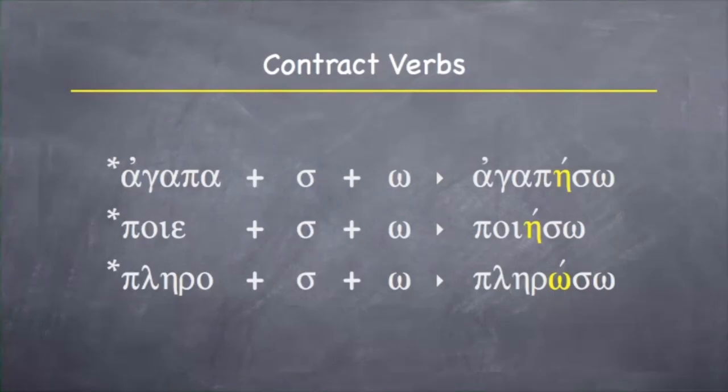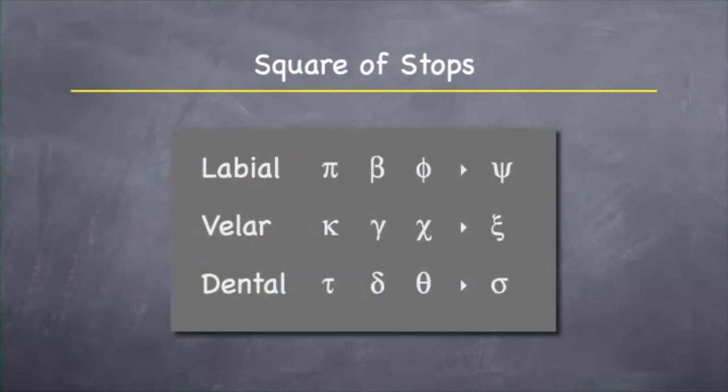So the verb agapao is from agapa. You add your sigma and your omega, and you get agapeso. Poieo goes to poieso. Pleirao goes to pleiroso. Okay? And then, of course, there's our friend the square of stops.